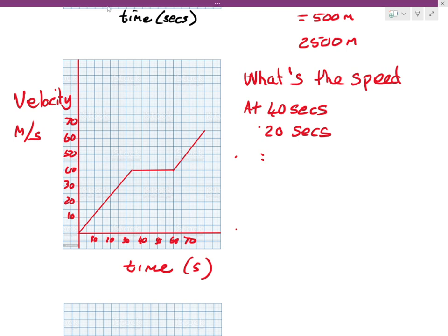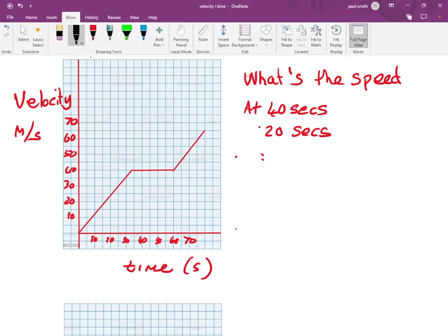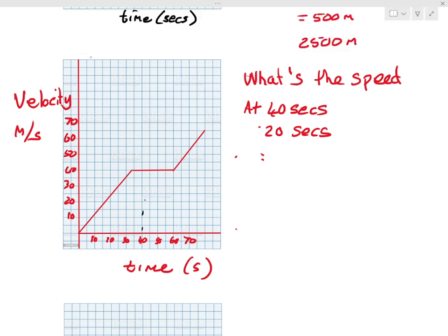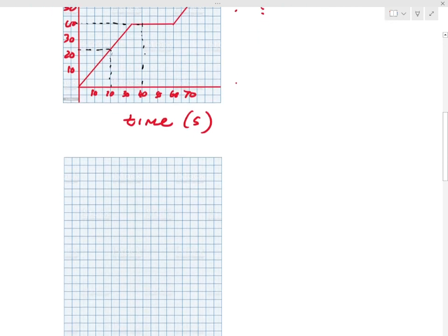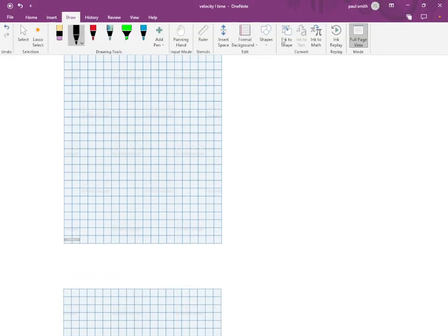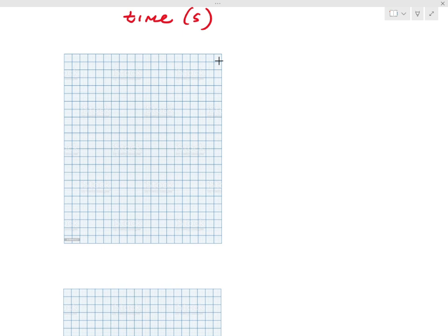So at 40 seconds, what we're going to do here is you just go from 40 seconds up till you hit the line, doesn't matter whether it's flat or not, and then go along, and the speed there is 40 meters per second. And at 20 seconds we go up there till we hit the line and go along, and that looks about 24 meters per second. So that's the second. Now the third one is a little more complicated, and it is this. We have to work out acceleration, average acceleration.